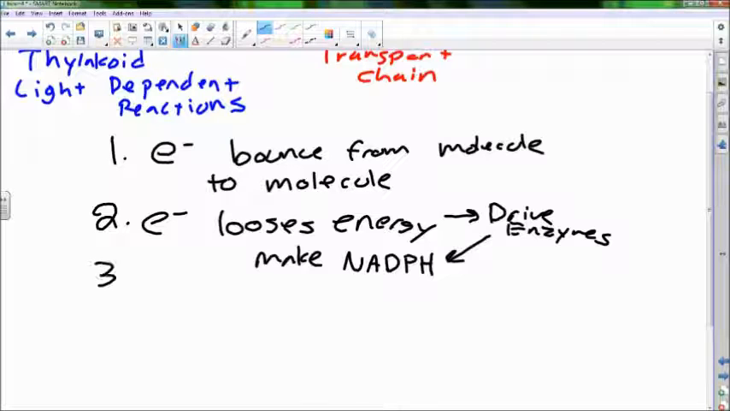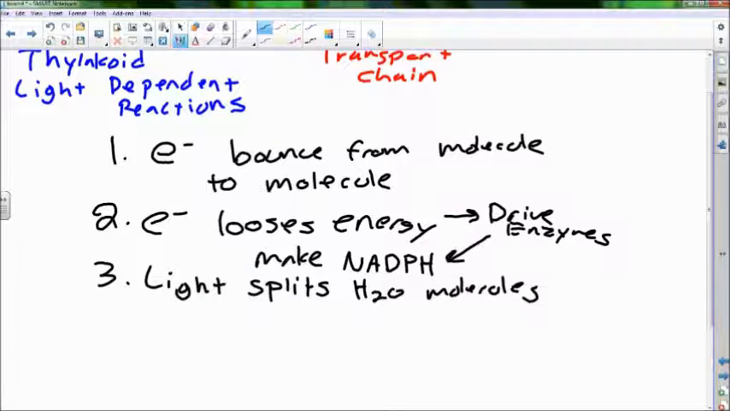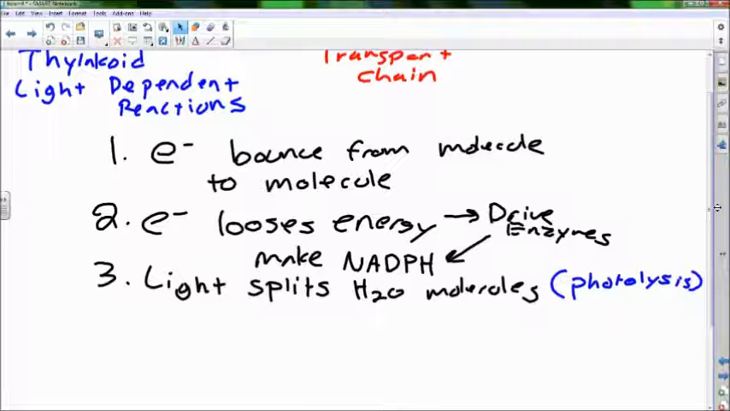Okay, the third part is that light splits water molecules. This is a process that we call photolysis. You remember, lysis means to break, and photo means light. So we're breaking apart water molecules with light waves.